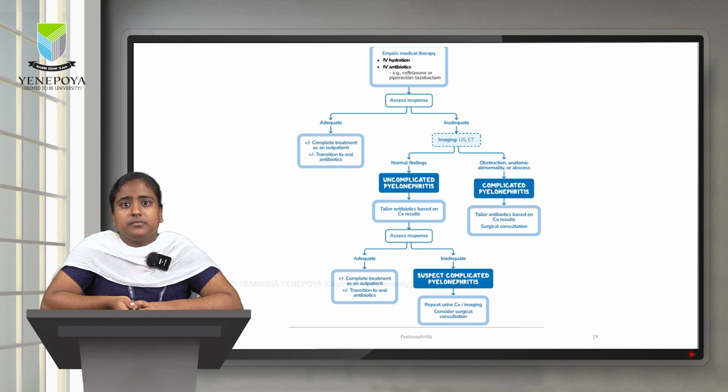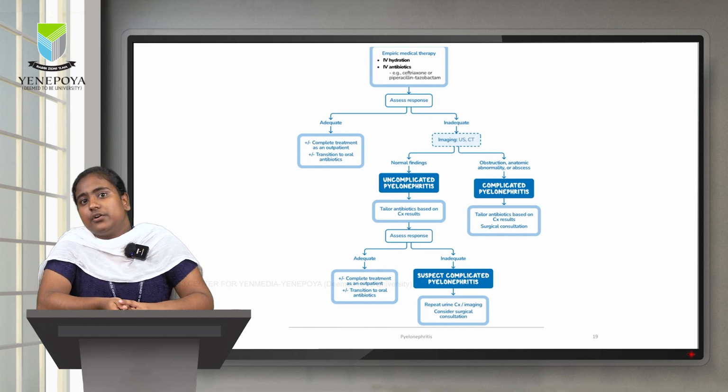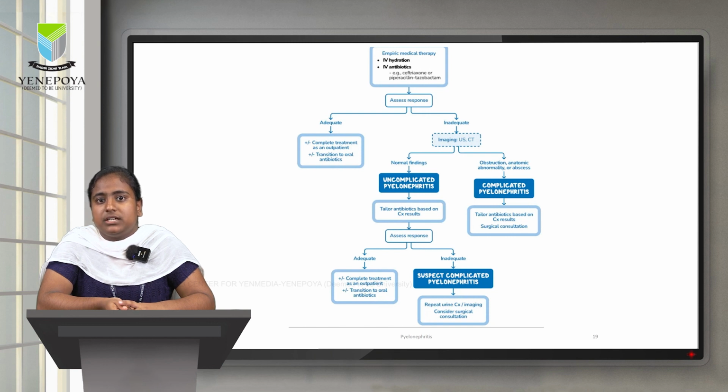So if it is uncomplicated, assess the response. If adequate, complete the antibiotics. If it is inadequate, repeat the urine culture and repeat the imaging test and consider surgical consultation.